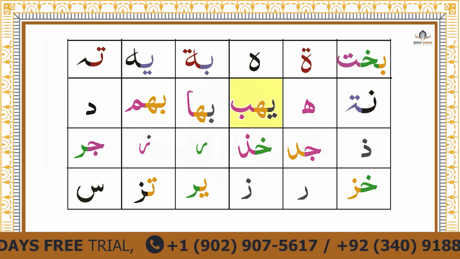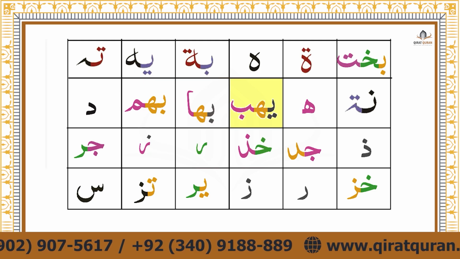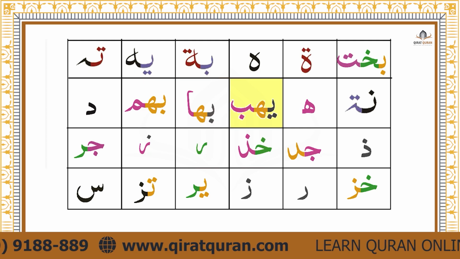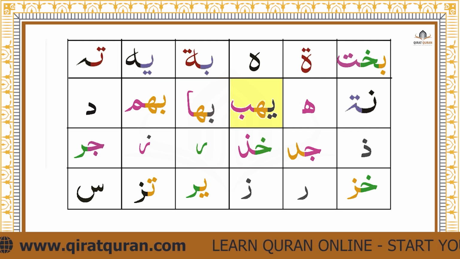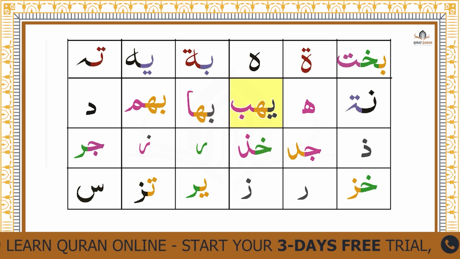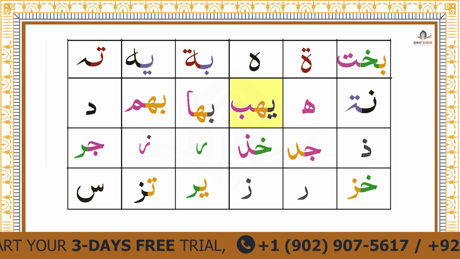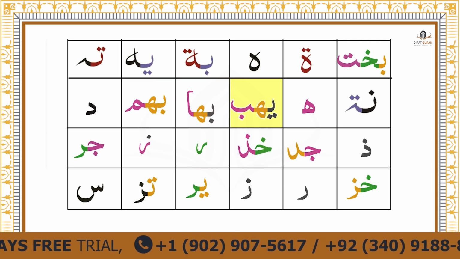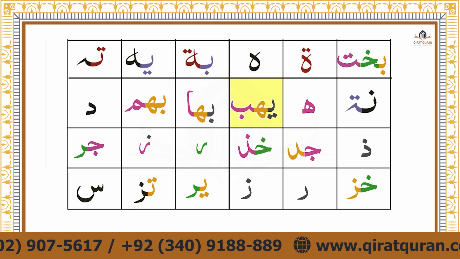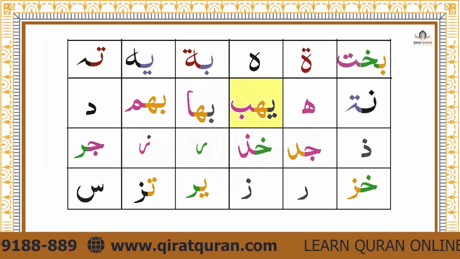Now there are three letters. The first one, with two dots at the bottom, is ya. The black one is ya because it has two dots at the bottom. And then the next one is ha. This one is ha. And the last one, which has one dot at the bottom, is ba. So these three letters are ya, ha, ba.